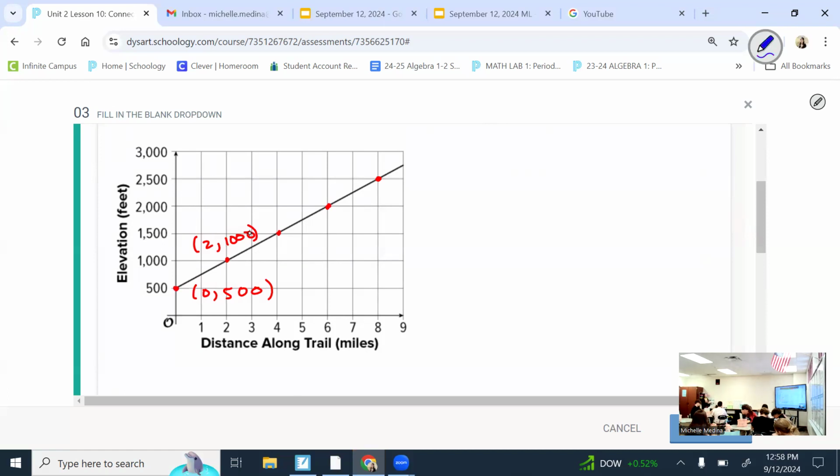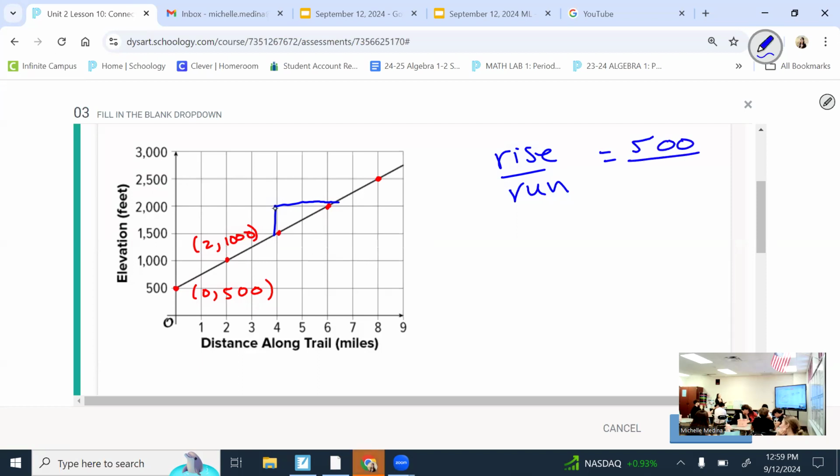And any 2 points that are easy to see, make a triangle. And count your rise and your run. Now also pay attention to how these are numbered. So if I'm going from this point to that point, how much am I going up? But like 1500 to 2000. I'm going up 500.